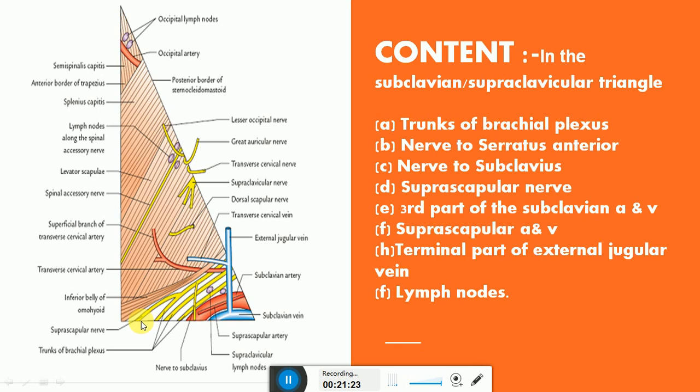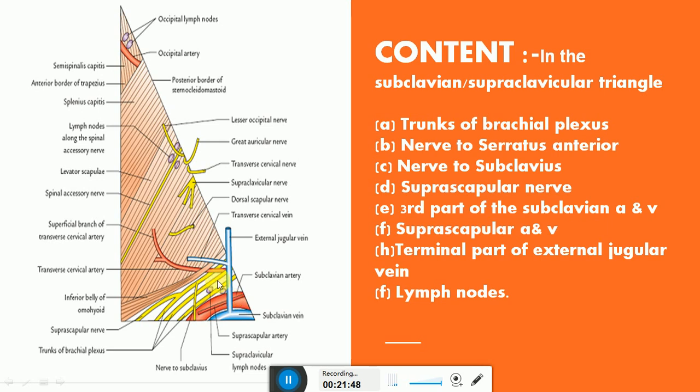Supraclavicular nerve. Okay. So these are the nerves which are present in the supraclavicular triangle. Along with that, subclavian artery and subclavian vein. We can also see a terminal part. This is the terminal part of the external jugular vein.